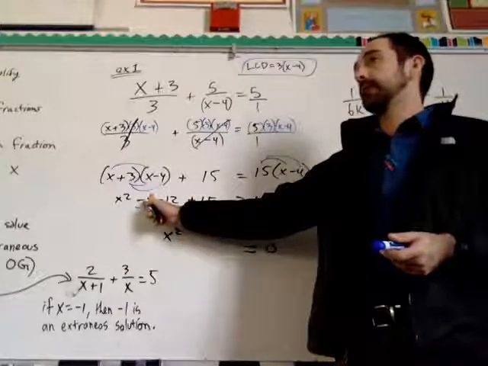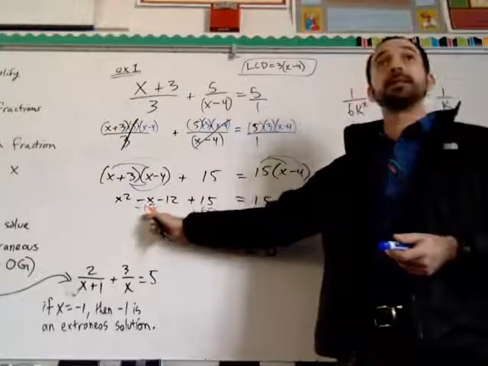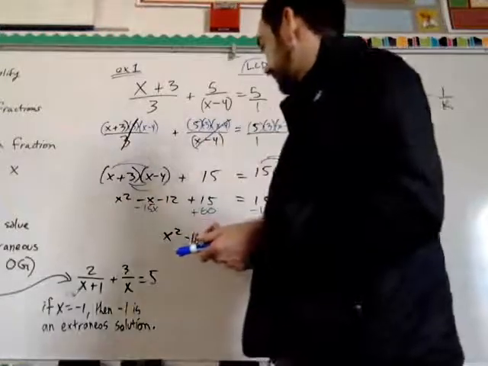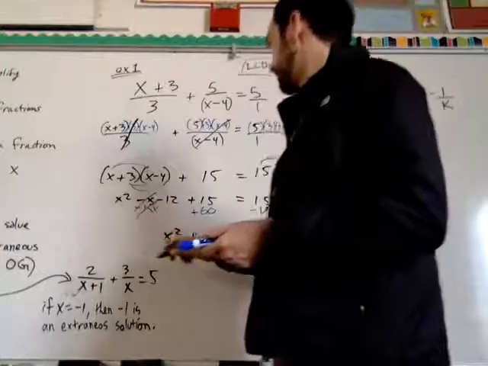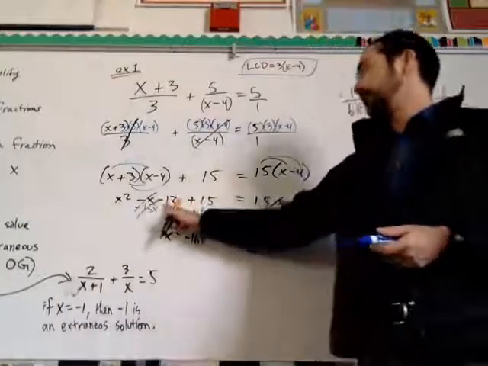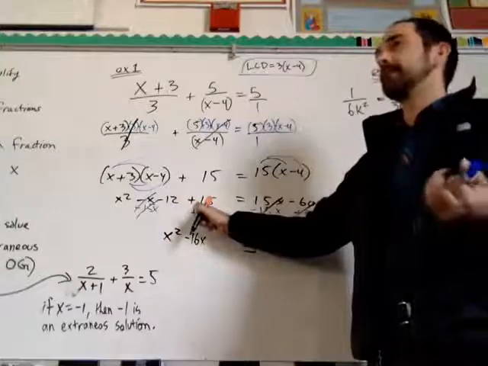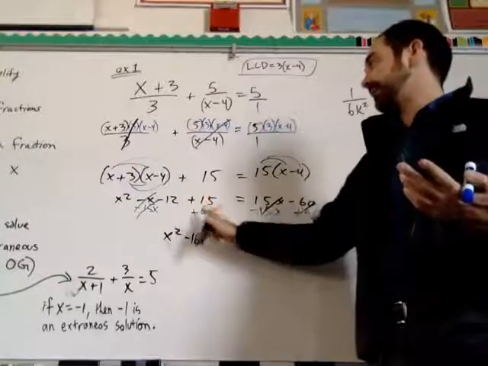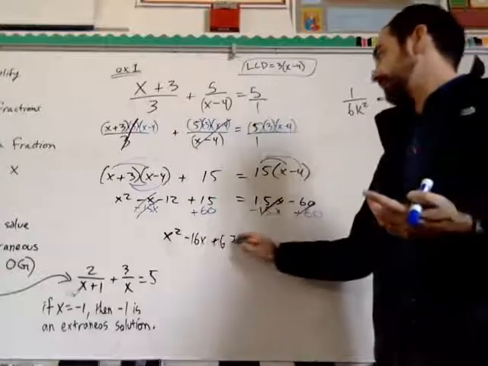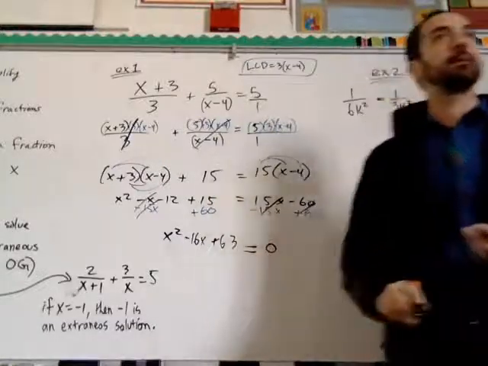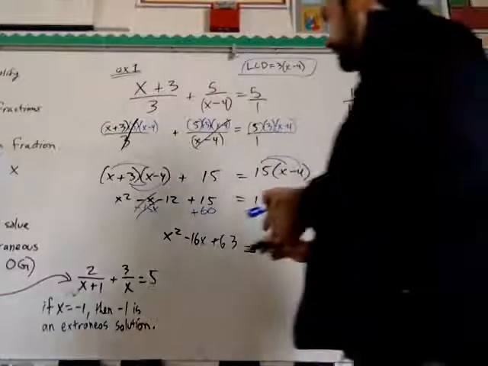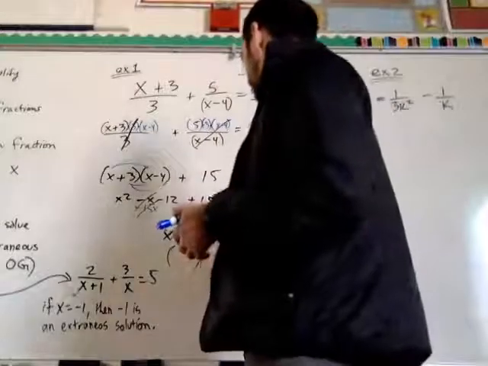Negative x, negative 1x, negative 15 together, negative 16. That just got rid of all this stuff. All right, negative 12 and positive 15 is positive 3, right? 15 minus 12. Positive 3 plus 60, 63. And now we're really ready. X method. Solutions will arrive from there.